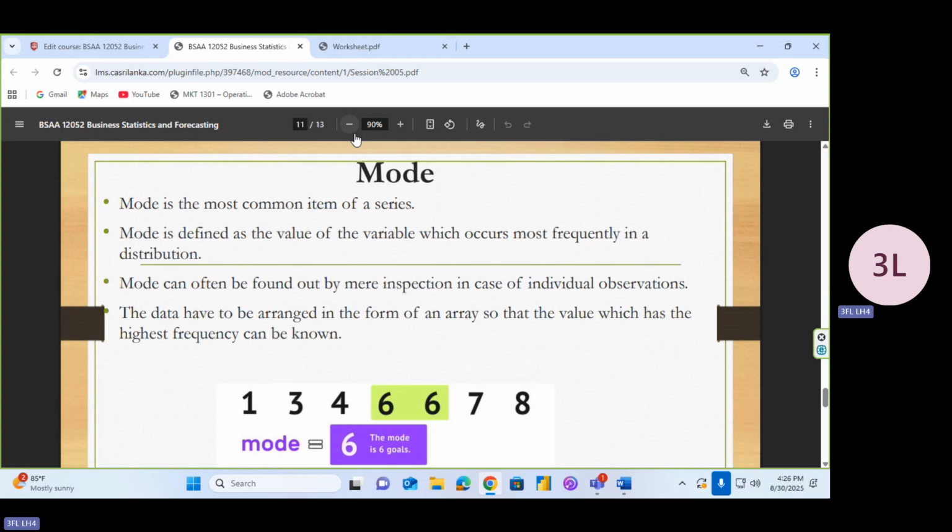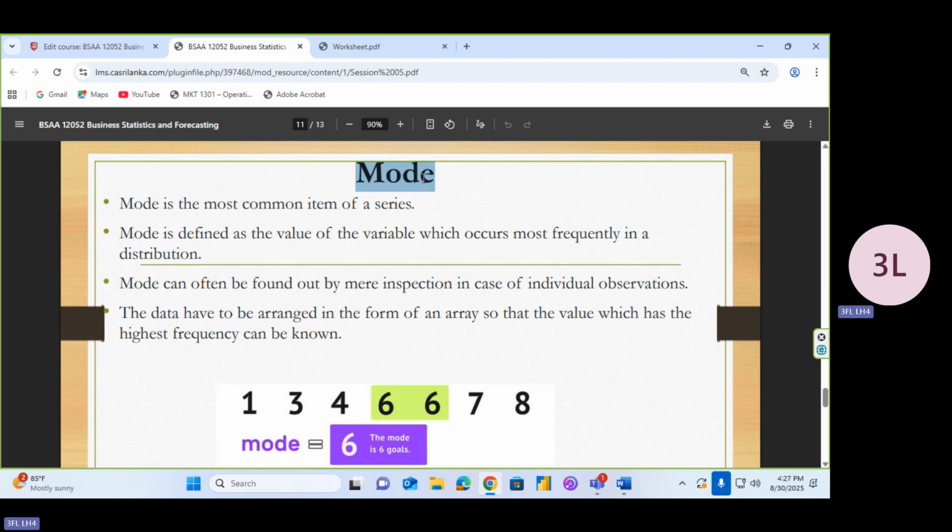The next central tendency measurement is the mode. Now you have studied the mean and the median. The mean we use to find the average value. The median we use to find the middle point in the data set. If we need to divide our data set into two equal parts, then we need to find the median value. Clear? The next one is mode.